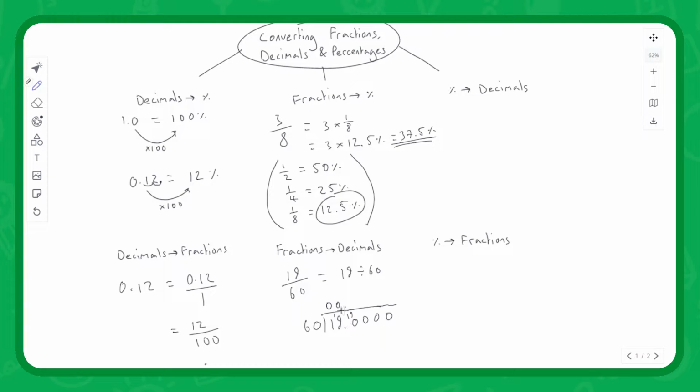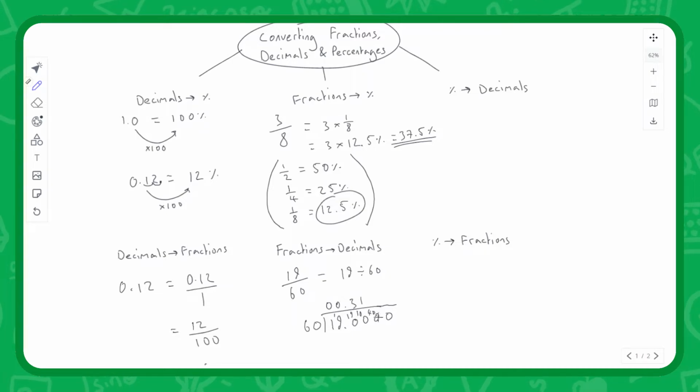And then we do 60 into 190. Well, I know 60 times 3 gives me 180. So I know that 3 60s can fit in total. I've got a remainder of 10. And now I do 60 into 100. Well, I know that 60 fits into 100 just once, with a remainder of 40. I now do 60 into 400.